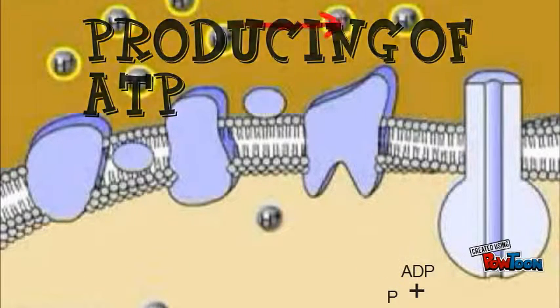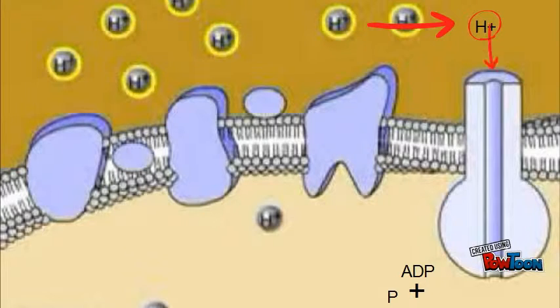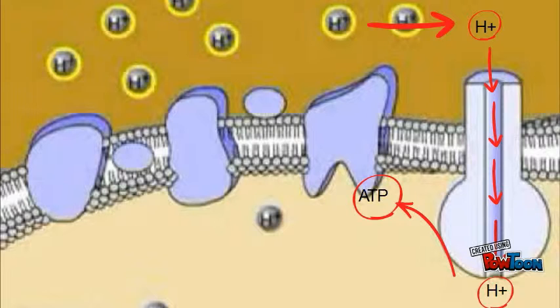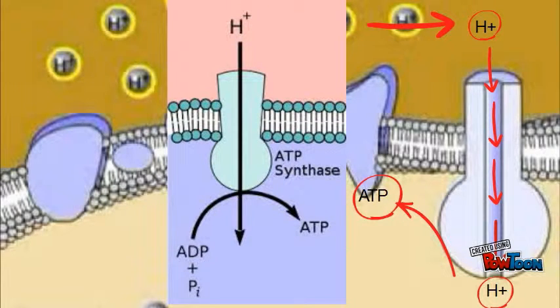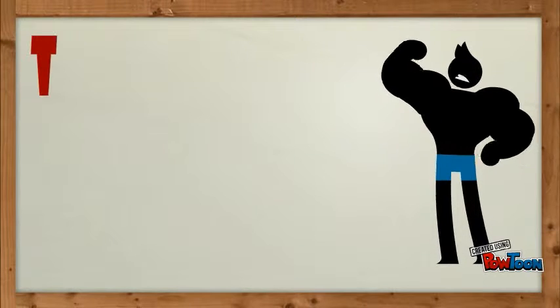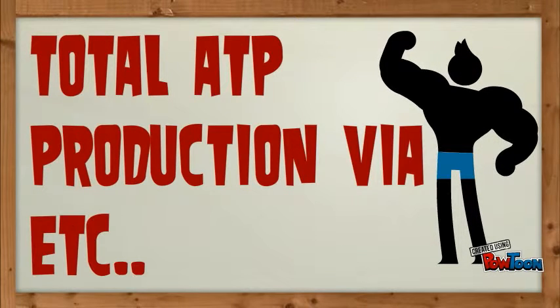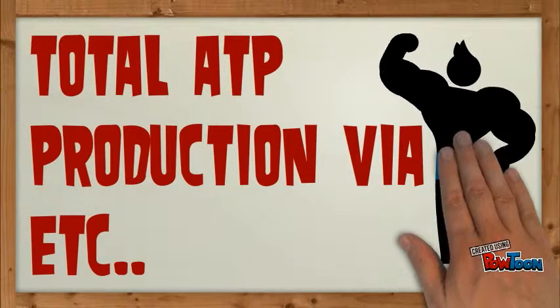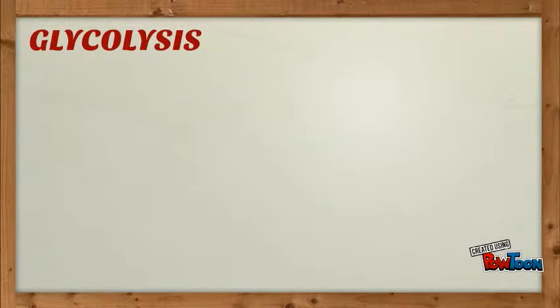From the intermembrane space to the matrix, protons can escape through a channel and an enzyme, ATP synthase, which uses the diffusing protons' kinetic energy to make ATP from ADP and phosphate. Total ATP production of ETC. From 1 NADH, 3 ATP can be produced.